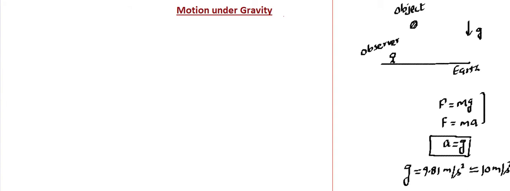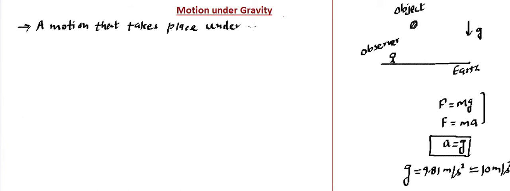Now we can define what motion under gravity is. This is a particular type of motion. Let me write it this way: a motion that takes place under the influence of gravity alone. If it is under the influence of gravity alone, then we call this motion under gravity. That means it is a motion having a given acceleration, which is g, and g is a number which is 9.81, or you can call it 10.